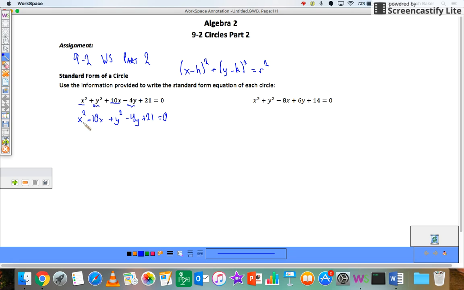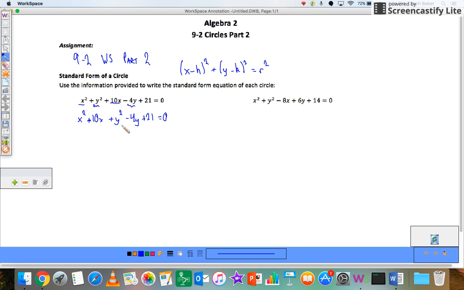Okay, so step one, we want to regroup these so that the x terms are together and that our y terms are together. Now you'll notice this was a minus 4y. It stays minus 4y. Just like the other ones that have a plus, they stay plus. We keep with the sign that's directly in front.